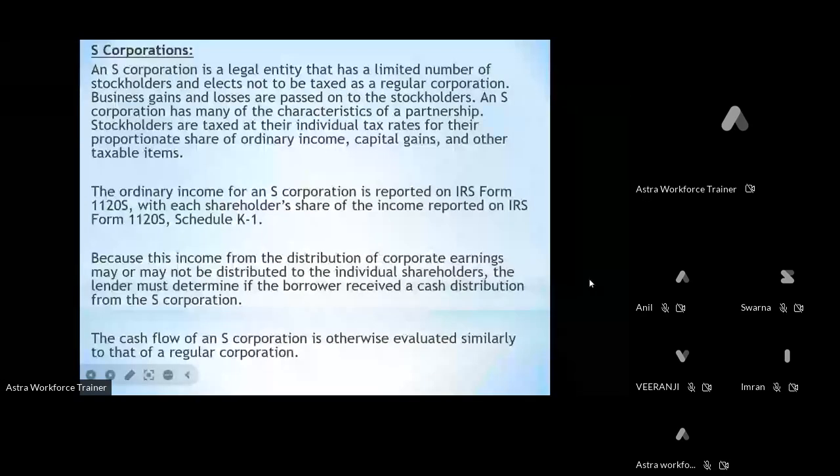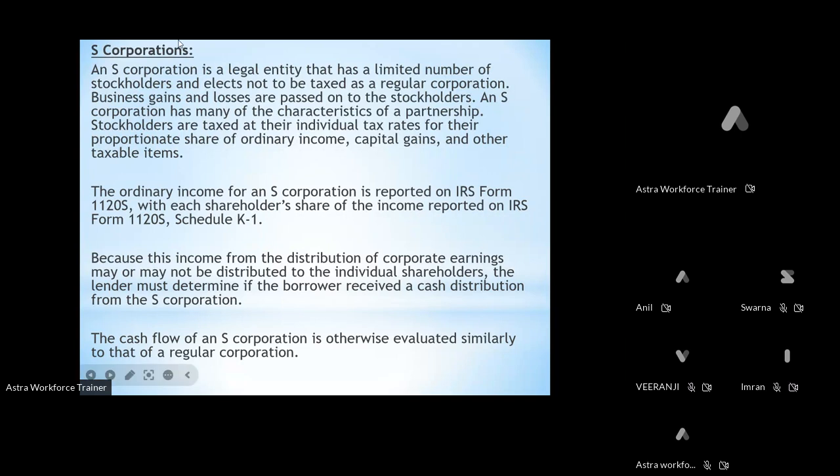Is my screen visible? Yes, sir, it's visible. Okay, so S corporation or S corp income. This is also one of the types of partnership income wherein the borrower and another member are part of the business, and the borrower is the only one applying for the loan. So we need to check the ownership of our current borrower and the profit percentage of the current borrower. Based on that, we'll be qualifying the income.